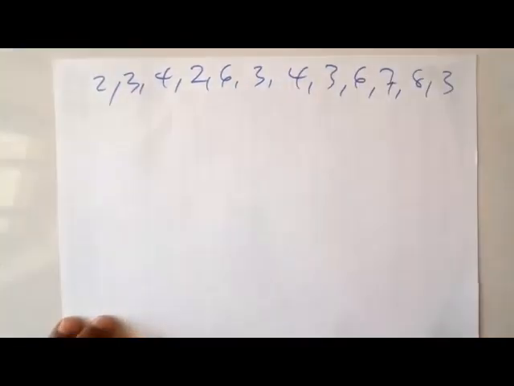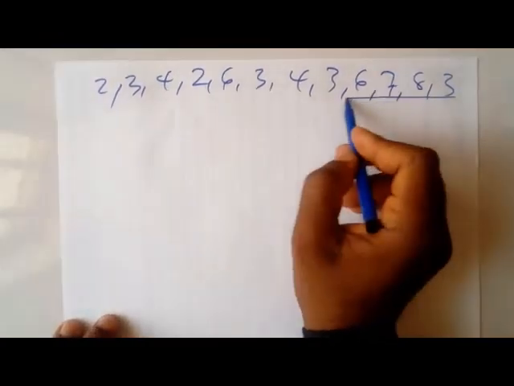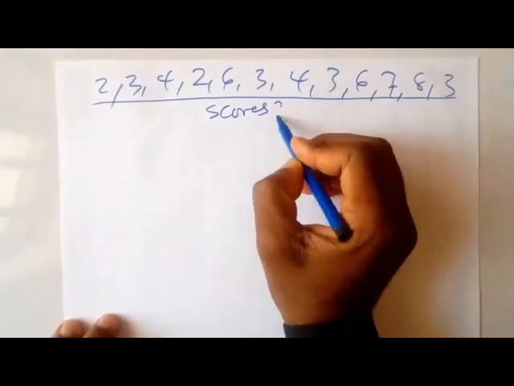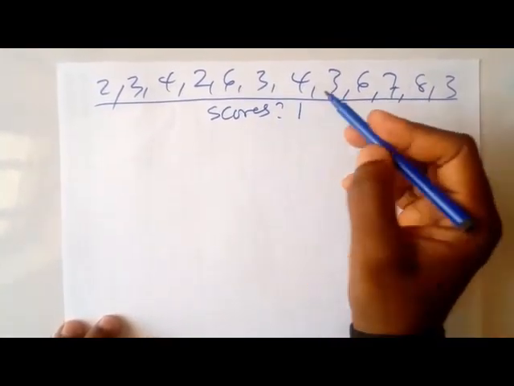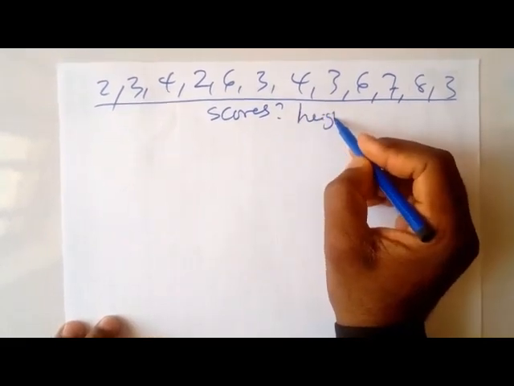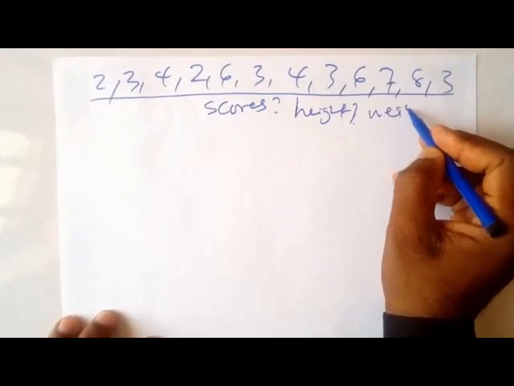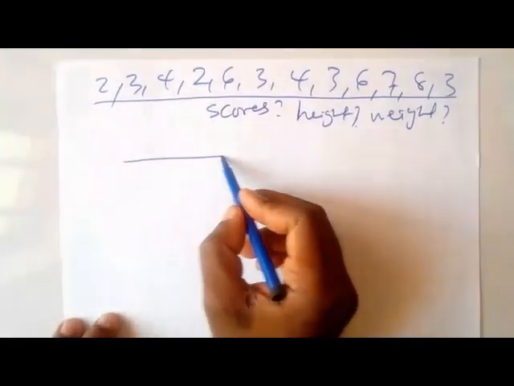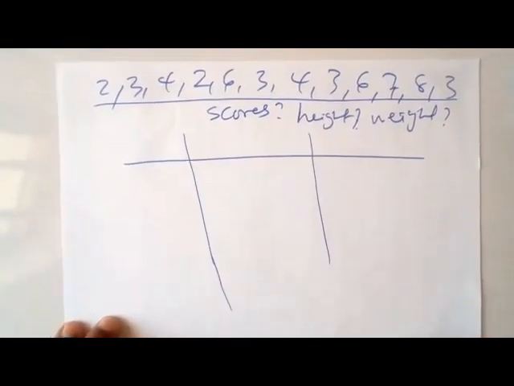If you need to group it, then it has to go with a title. This data, what is it? Is it scores? Is it height? Is it weight? Whatever it is, then you draw your table in this pattern.